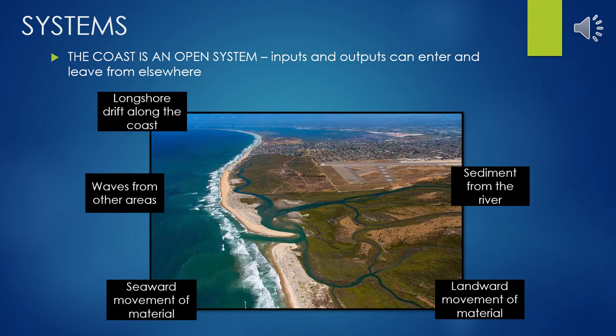Sediment might travel downstream from a river and be added to the beach. You can see at the base of this river, right in the center of the image, you've got a nice sandy beach. Some of that material will come from the river, so that's coming from inland. Also, material might move inland, so it's leaving the system. So littoral cells are closed systems, but the coast as a whole is an open system. If you look at the 5 points on the diagram, you can see how the coast would class as an open system. So sediment cell, closed system; coast as a whole, open system.